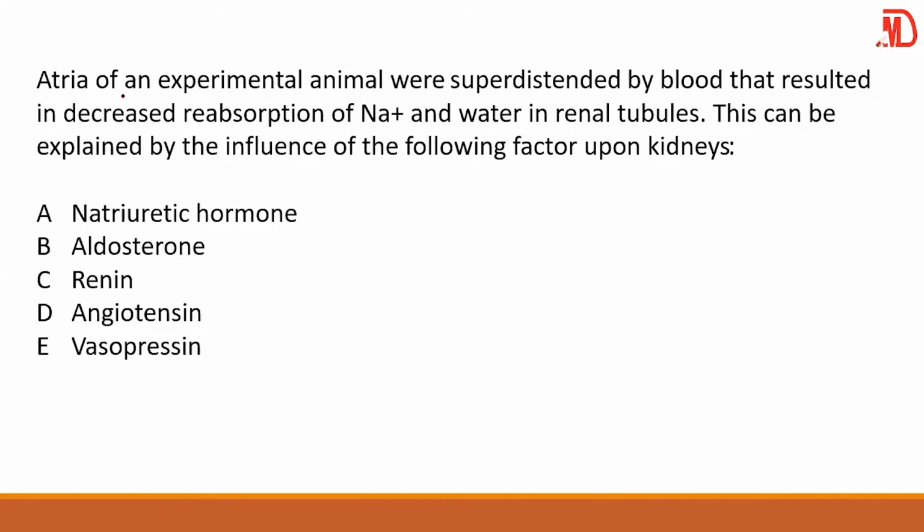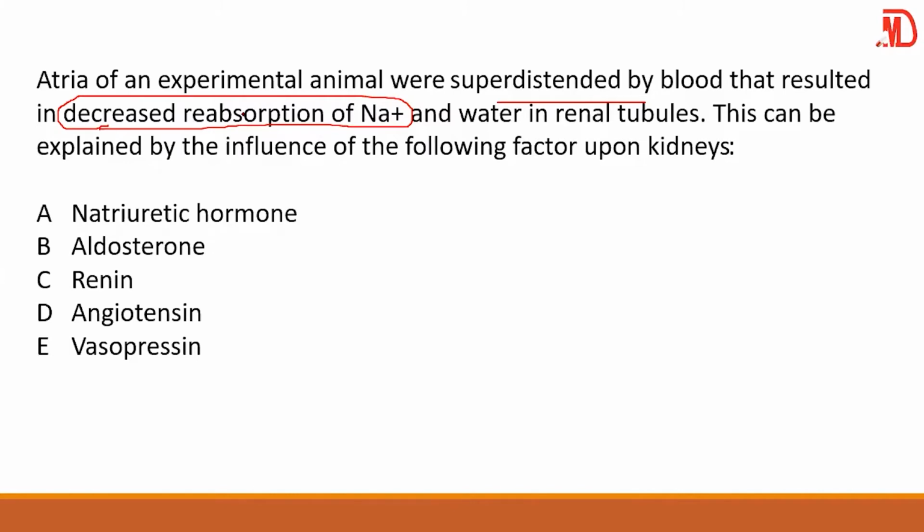The atria of an experimental animal were superdistended by blood, which resulted in decreased reabsorption of sodium and also water in the renal tubule. This can be explained by the influence of what factor upon the kidneys? What factor upon the kidneys will lead to decreased reabsorption of sodium?